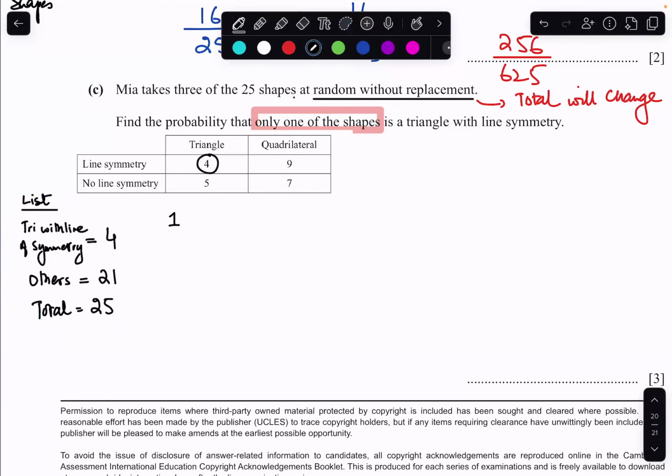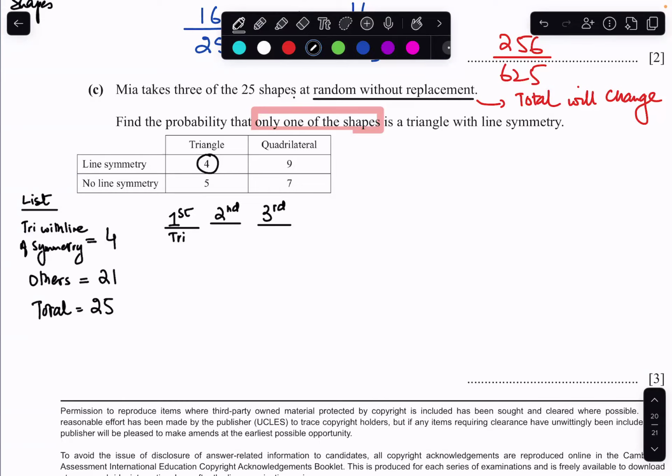So if the first one is a triangle with line of symmetry, the other two should be, yes. If the first one is a triangle with a line of symmetry, the other two should be. Mohammed Amir? Okay, answer.